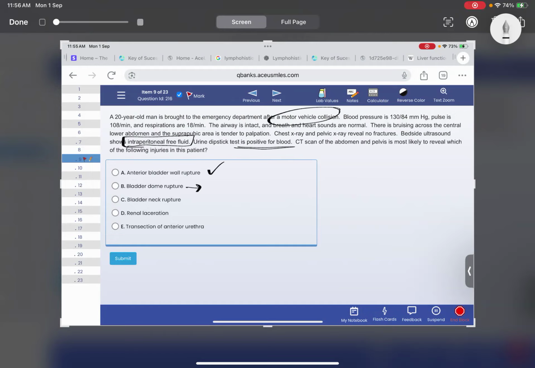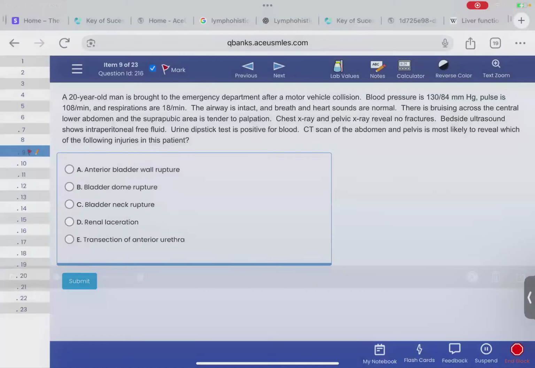So why not the other options? It's a very simple question. Why not bladder neck? Retroperitoneal. Only the superior portion, or the dome of the bladder, is covered by peritoneum, okay? And the fluid is intraperitoneal. All the others are retroperitoneal. So bladder dome, okay?